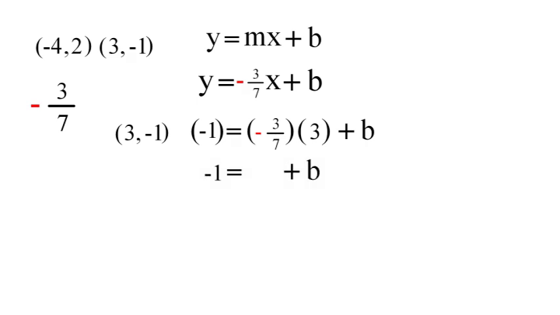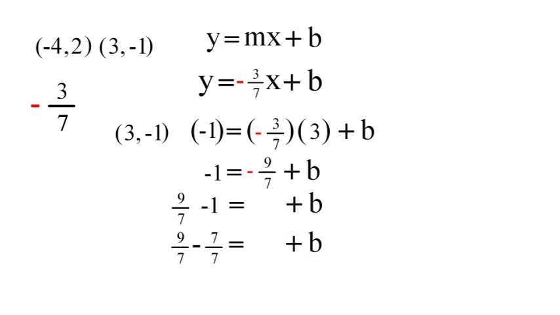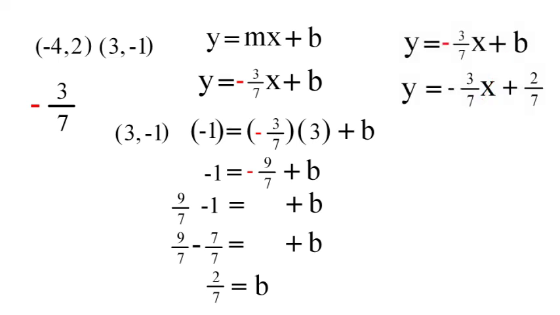First I have to multiply or simplify the minus 3/7 times 3 to get the fraction minus 9/7. Then I have to move the minus 9/7 to the other side and it becomes positive. In order to combine the fraction with the whole number 1, I have to first rewrite 1 as the fraction 7/7, so I can combine it with the fraction 9/7. 9/7 minus 7/7 is 2/7, so b is equal to the fraction 2/7. Now all I have to do is replace the b in our original equation with positive 2/7 and I'm done.